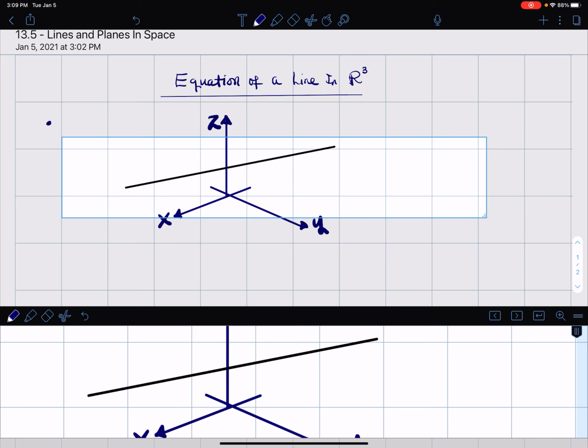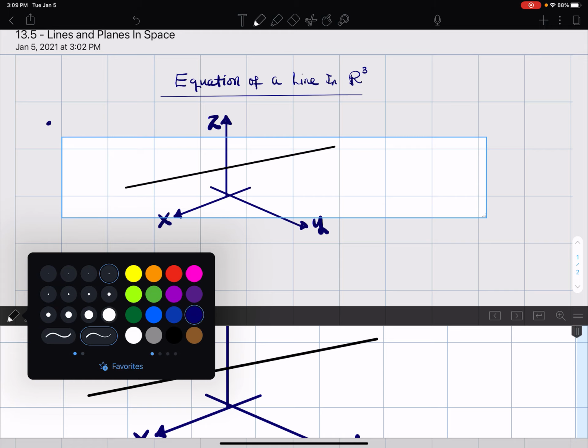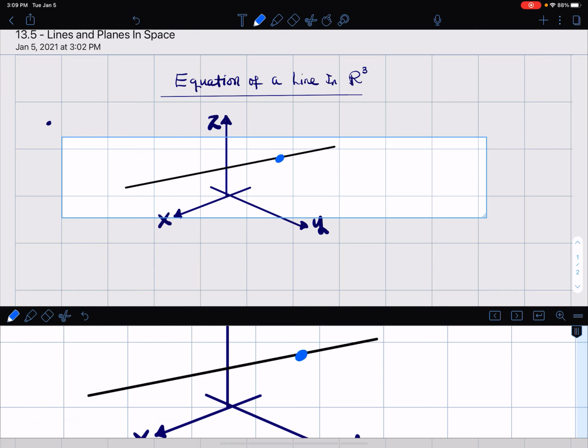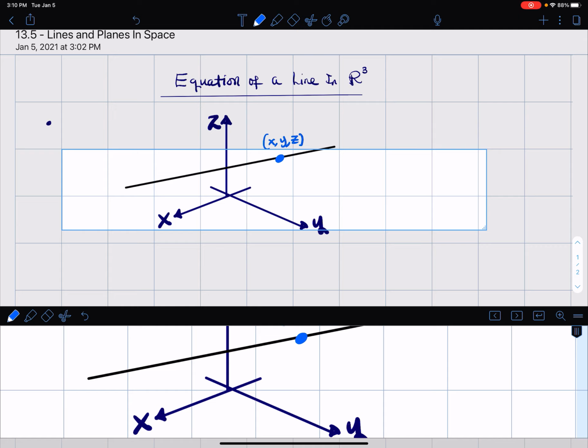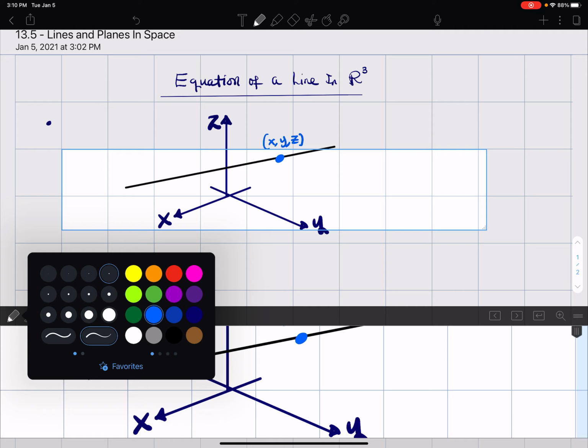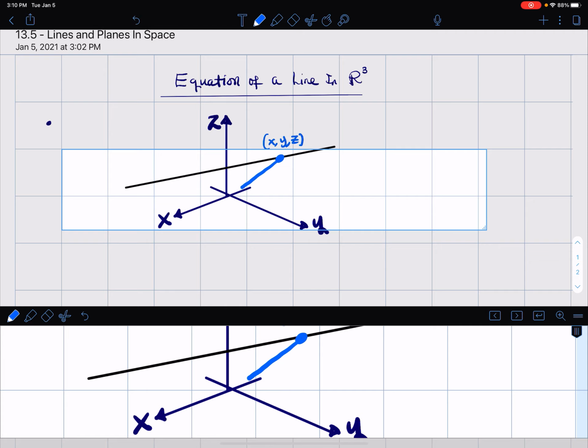So, assuming we have an arbitrary point, call this point xyz, we're trying to figure out the equation, how to express any arbitrary xyz that lives on this line. To do that, we're going to begin by drawing a pair of vectors. So let's start with a blue vector here, and then a green vector.